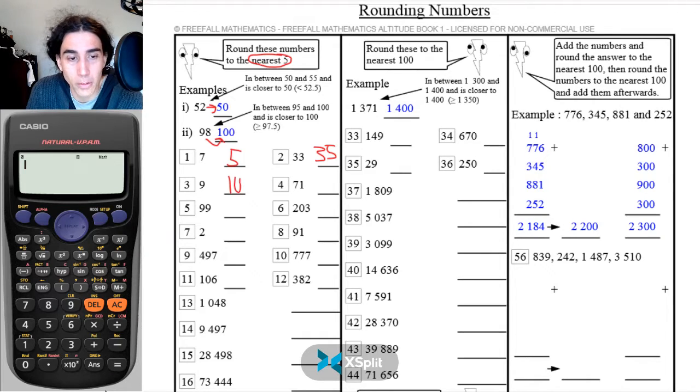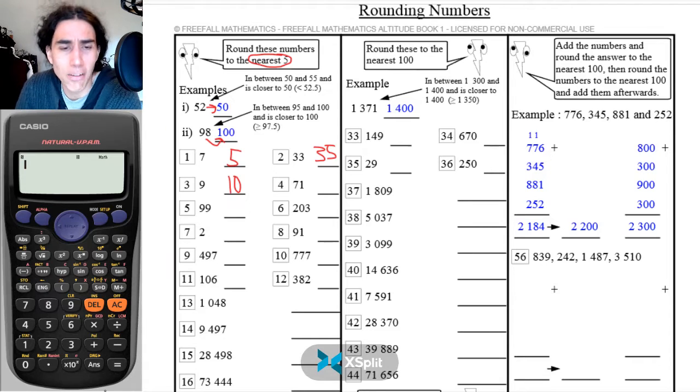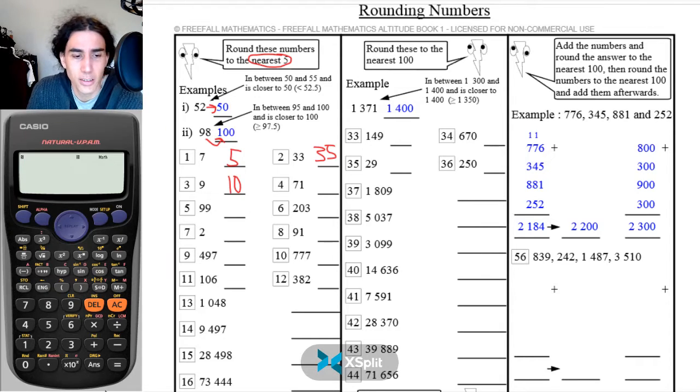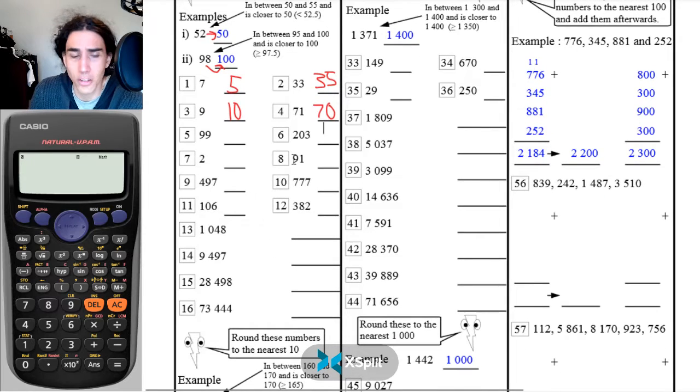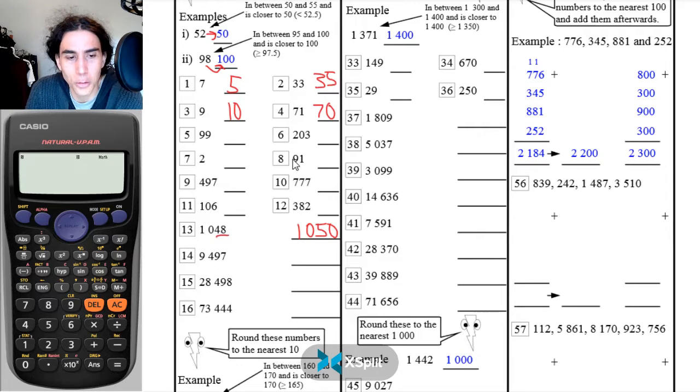So we want to round it to things ending in a 5 or ending in a 0. 71, what's it close to? 70, and so on. When the numbers get a bit bigger, a bit further down the page, 1,048, that's 1,050. We really only need to look at the last 2 digits normally. So we just have a go at those first lot.